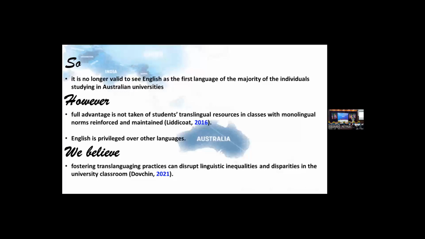Most people speak some variety, British English or Indian English, any kind of English except Australian Standard. It's a bit of an imaginary thing. So we believe then that fostering what everyone's talking about now, I guess, translanguaging practices can disrupt what we perceive as linguistic inequalities across the university and disparities in the university classroom.